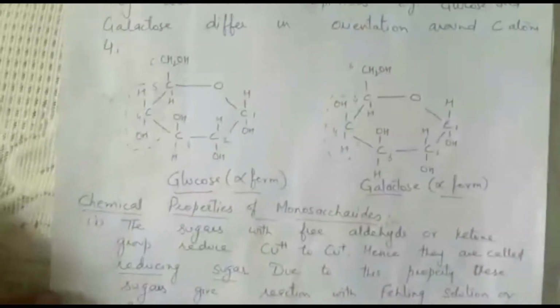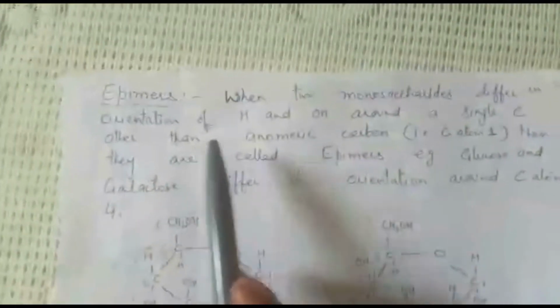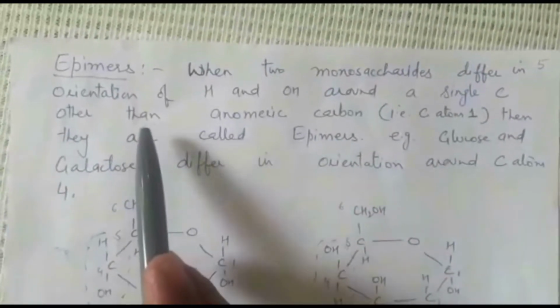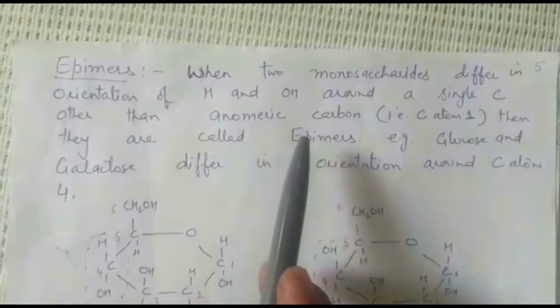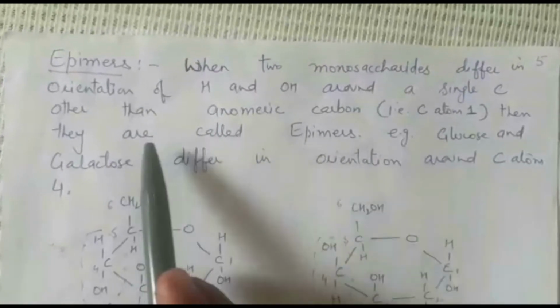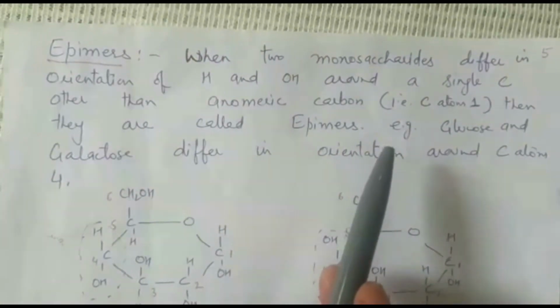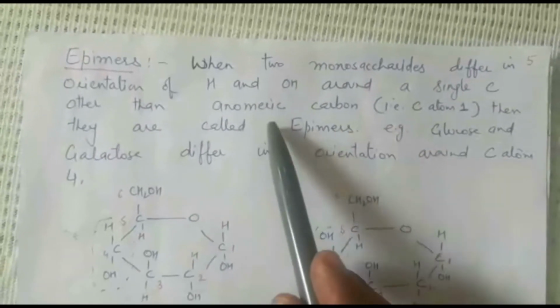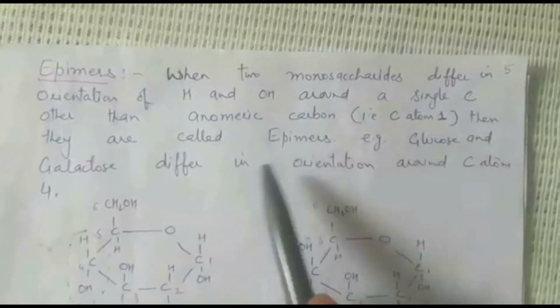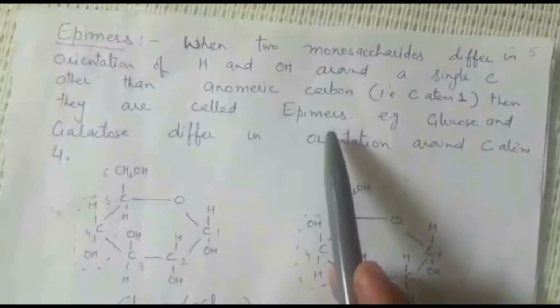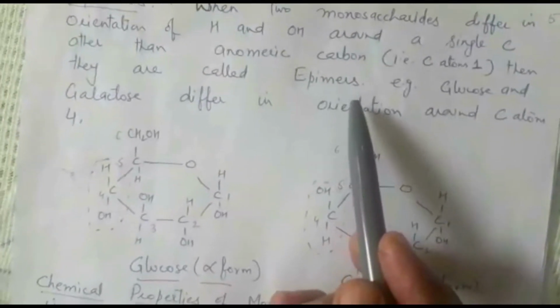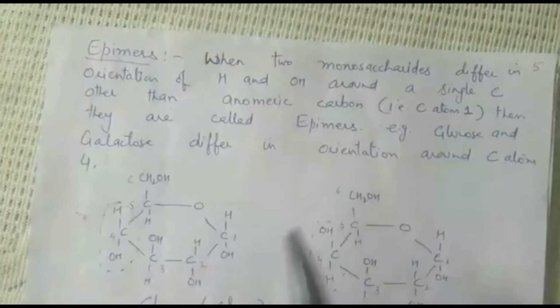Then there is one more term, epimers. When two monosaccharides differ in the orientation of hydrogen and hydroxyl group around a single carbon other than carbon atom 1, carbon atom 1 being also known as the anomeric carbon, then these two monosaccharides are known as epimers. For example, glucose and galactose.